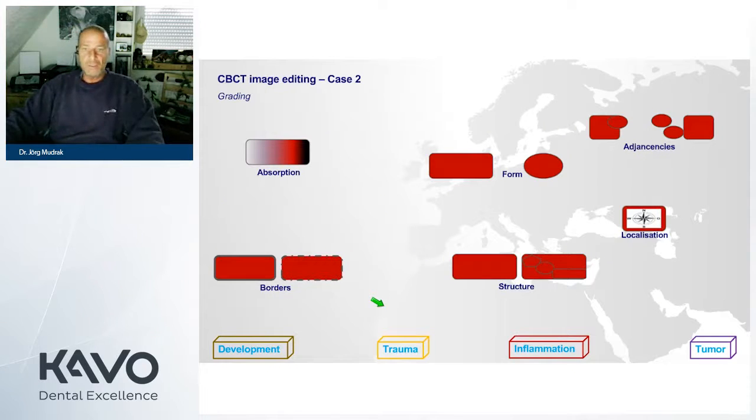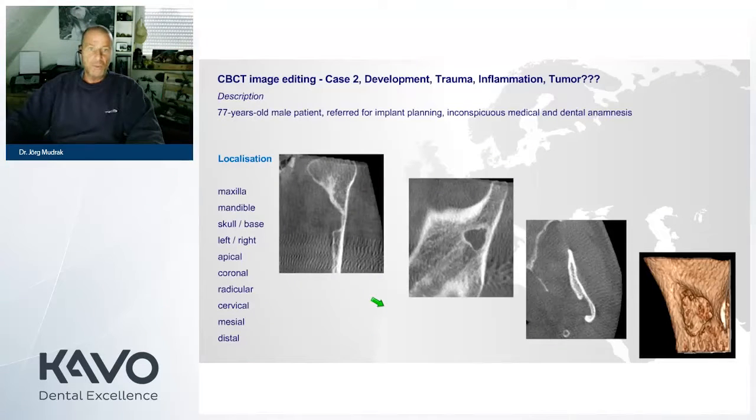Once again, to remind you, we have these kinds of features that we are looking at. And now let's see what we have to describe. The second case is a 77-year-old male patient. He was referred basically for implant cleaning. There had been no severe medical or dental anamnesis or general anamnesis, so that was completely bland.